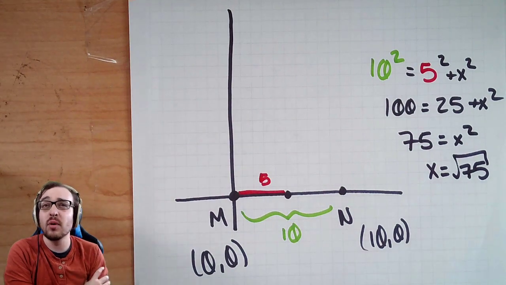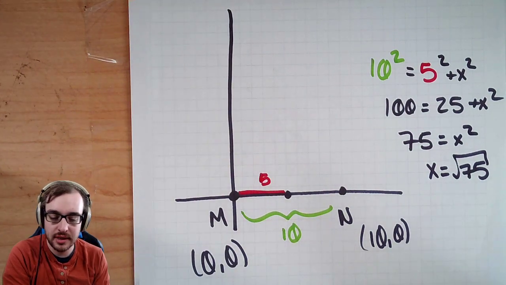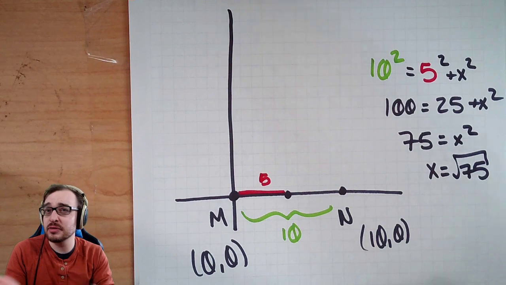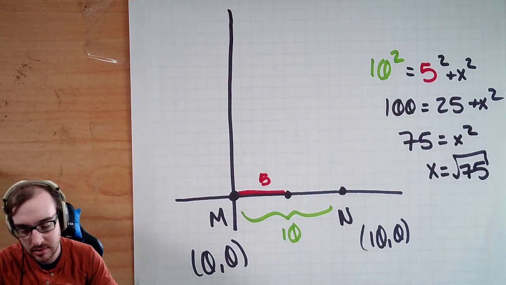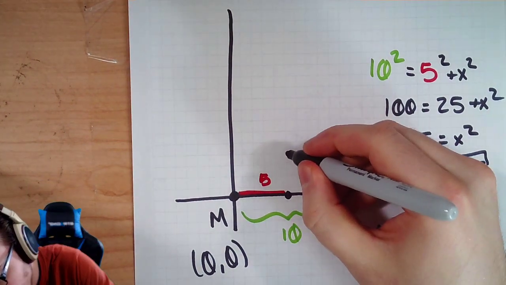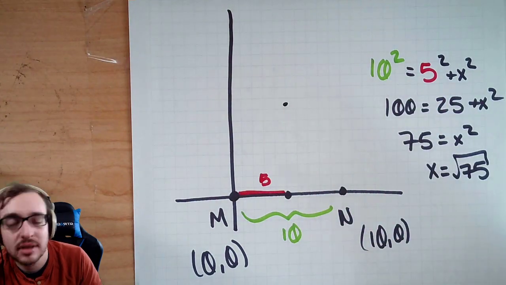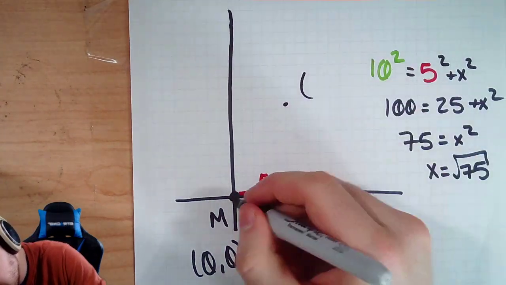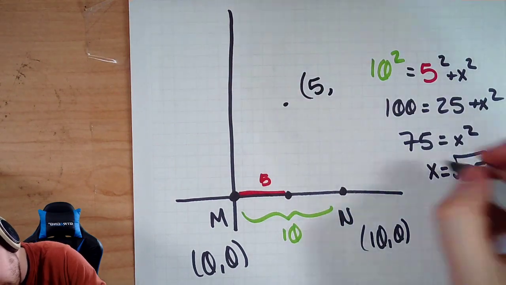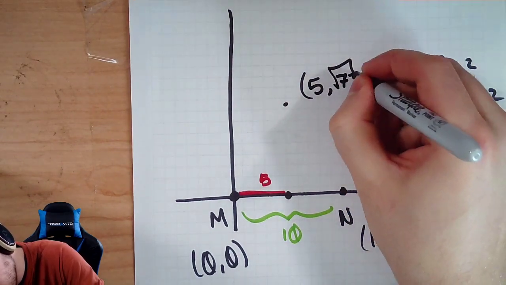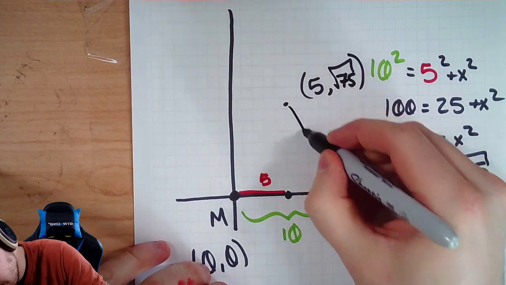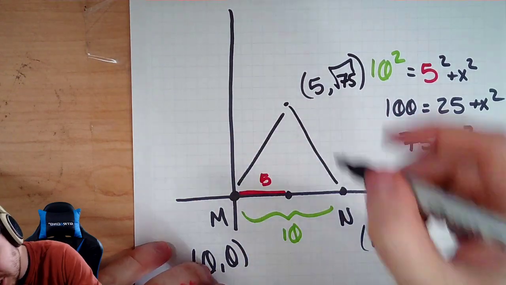Now I know root 64 is 8, right? And root 81 is 9. So it's somewhere between 8 and 9. So 1, 2, 3, 4, 5, 6, 7, 8 and a half-ish. So I'm going to say that coordinate is 5 to the right and root 75 up. And if I were to connect the dots, all these sides will be 10.